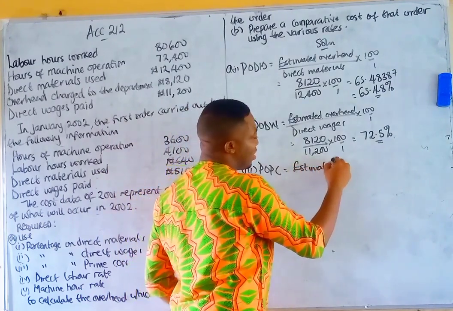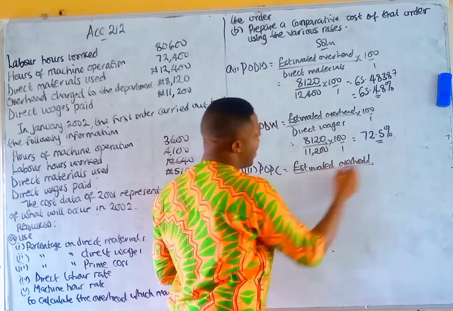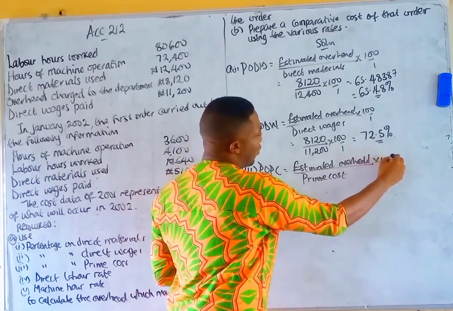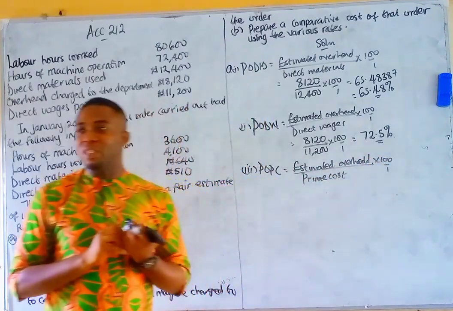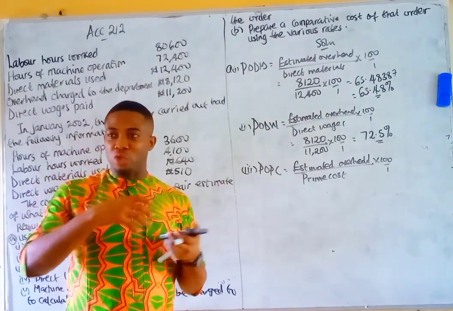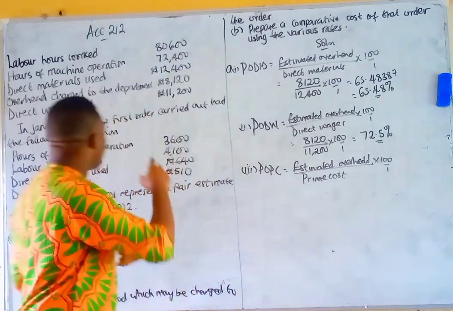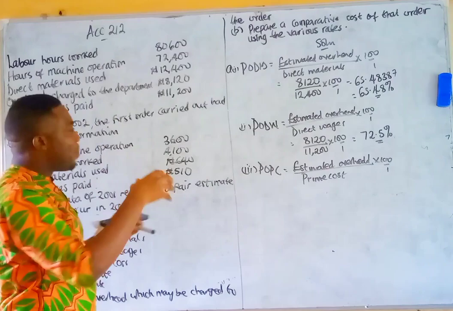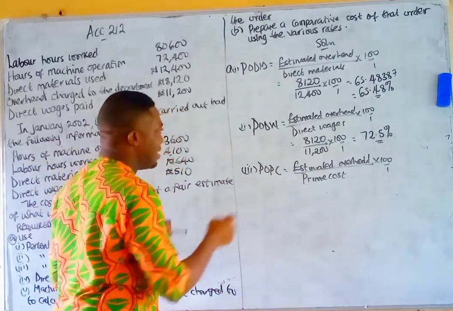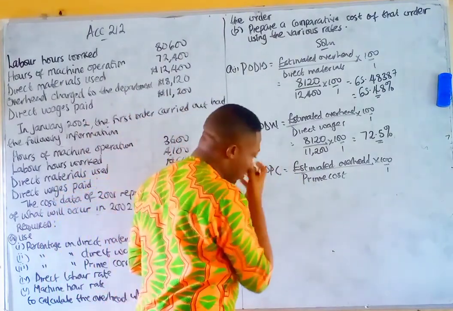Estimated overhead divided by prime cost, times 100 over 1. Now, I told you last week that most times they wouldn't give you the express value of prime cost, but once you know the meaning of prime cost, you can derive it. Prime cost wasn't given here, but we know that prime cost is the summation of all direct expenses, and direct expenses include direct materials and direct wages. So we're going to add them.